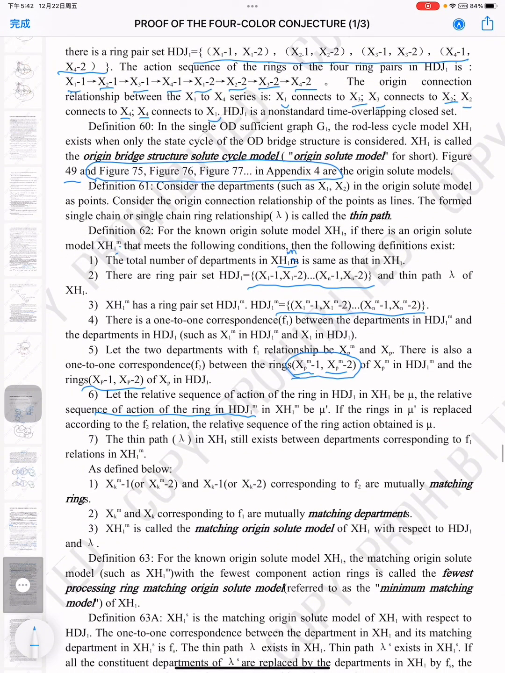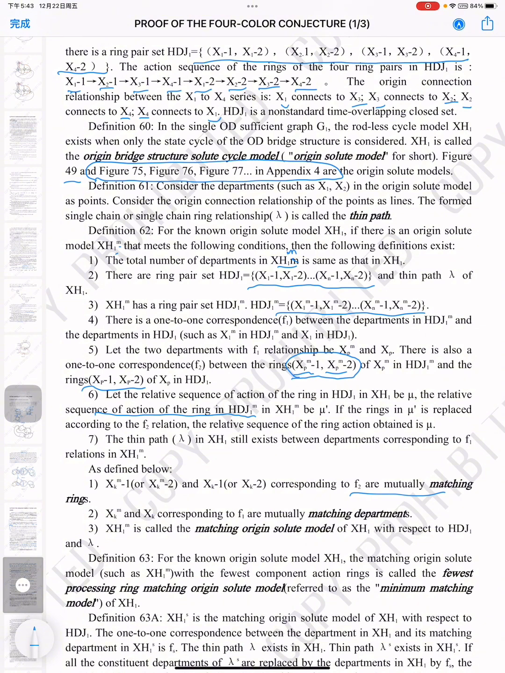1. XKM-1 or XKM-2 and XK-1 or XK-2 corresponding to F2 are mutually matching rings. 2. XKM and XK corresponding to F1 are mutually matching departments. 3. XH1M is called the matching origin-slot model of XH1 with respect to HDJ1 and lambda.